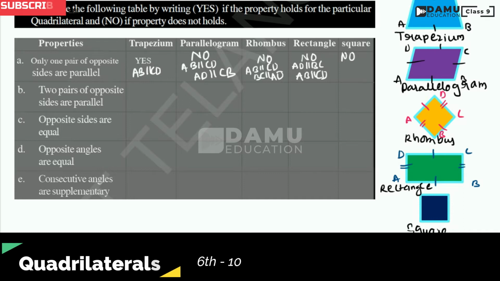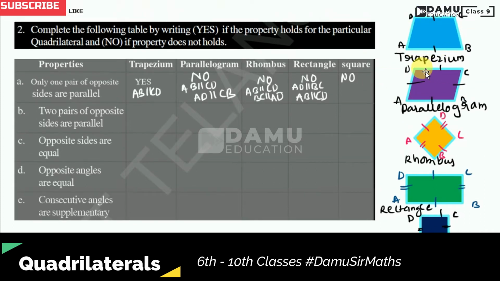So for the square, let's take ABCD. So these are all parallel. All lines are parallel to each other. So this is also no. Same condition for this. Two pairs of opposite sides are parallel. So in a trapezium, only one pair. For this you have to write no. So here AD is not parallel to BC. Then what is this? Yes.